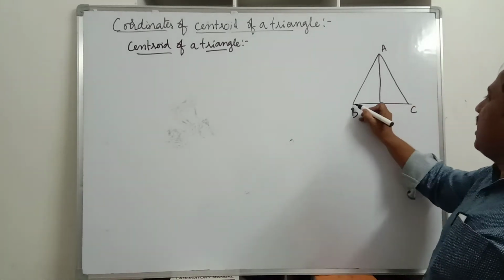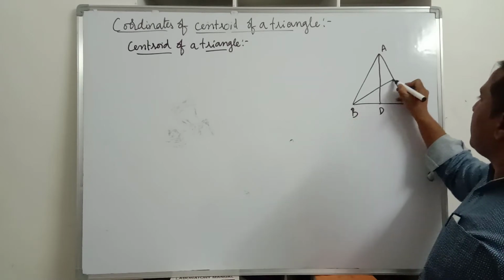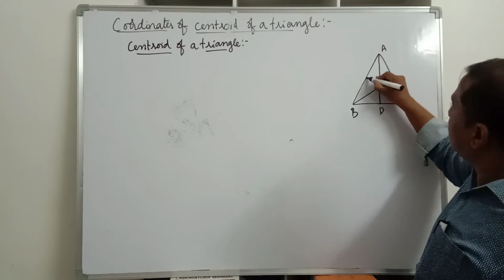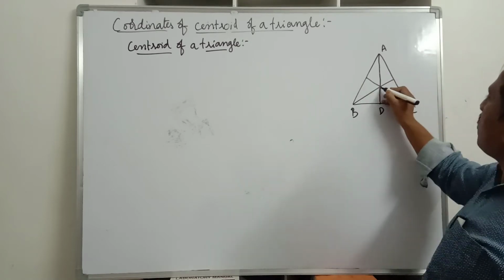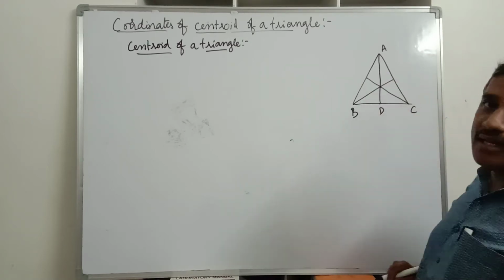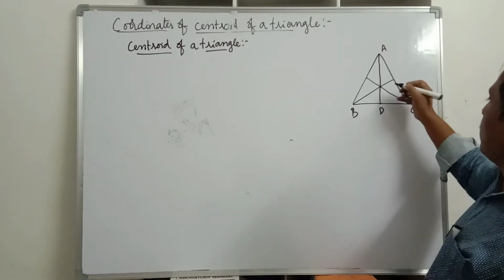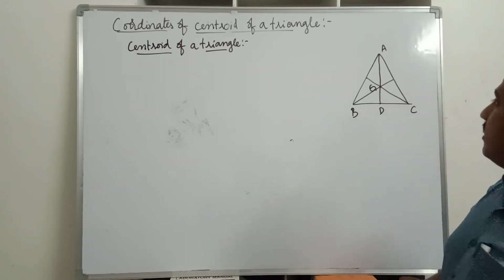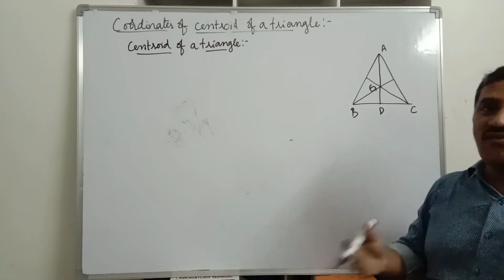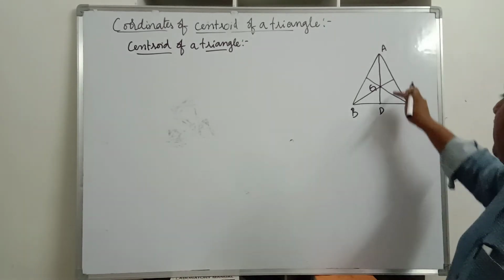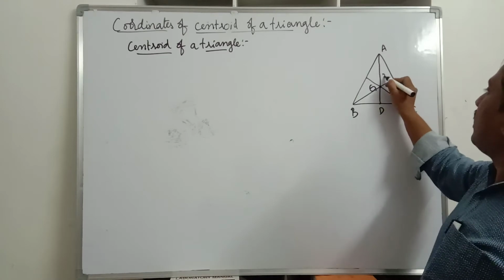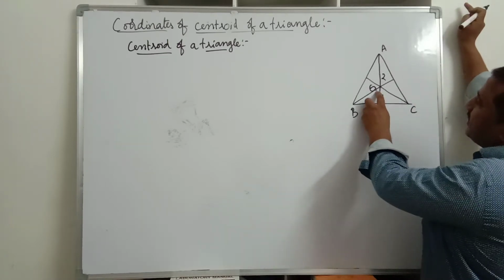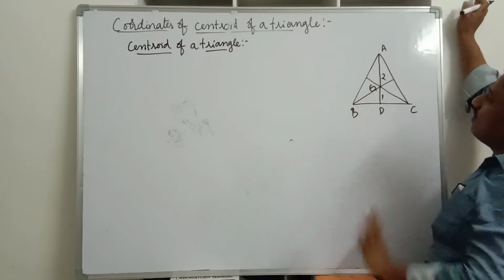For each triangle, we draw three medians to the three sides. These three medians will intersect at one point. That point is known as the centroid. Let this point be G, the centroid. We studied that the centroid of a triangle divides the median in the ratio 2:1. So this median AD is divided by the centroid G in the ratio 2:1.